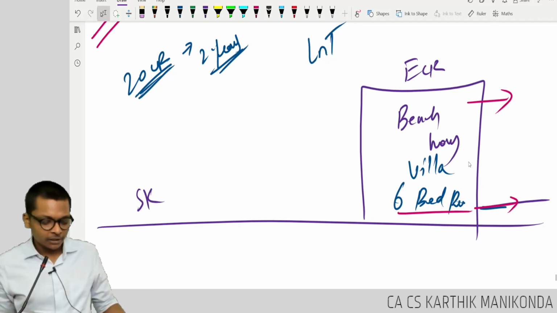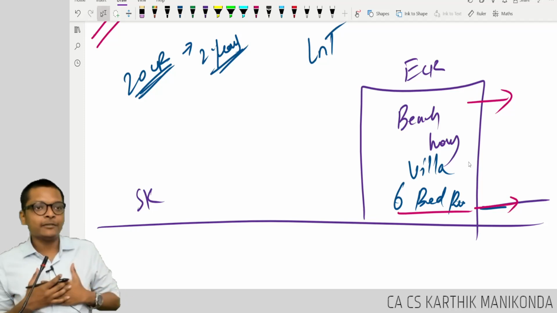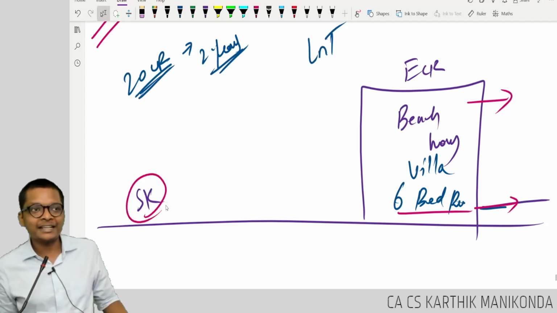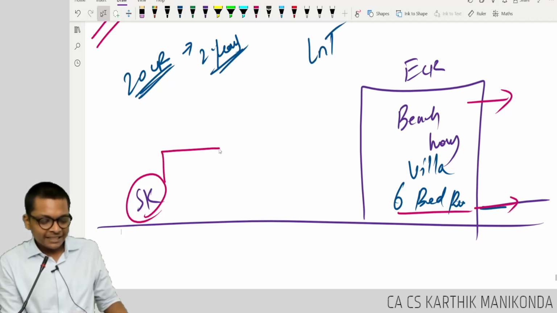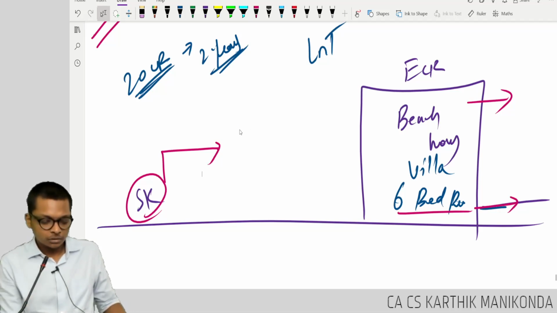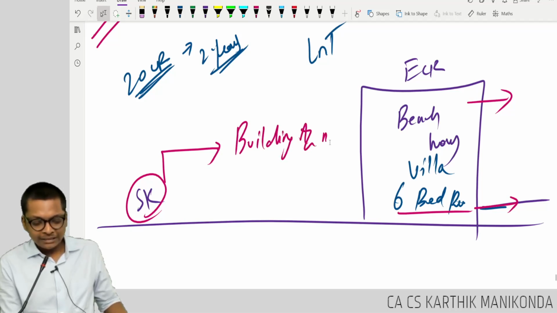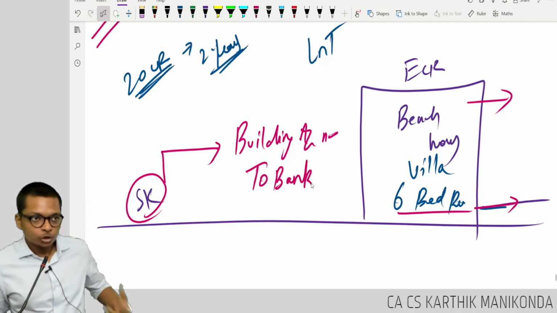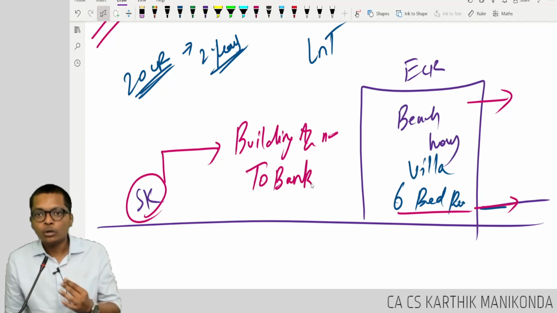Each floor had 2 rooms. That was the requirement. What is the entry Selva Kumar will pass for this house? What entry will he pass, guys? What is the entry he will pass? After constructing the house, what is the entry? Building account. Very good. Building account debit to bank. So I am creating an asset, so the entry is building account debit to bank.